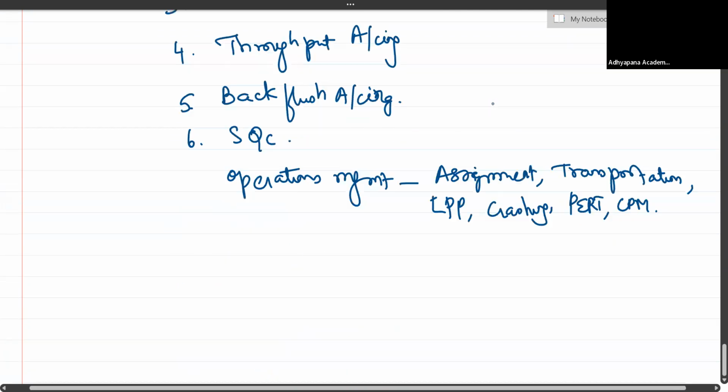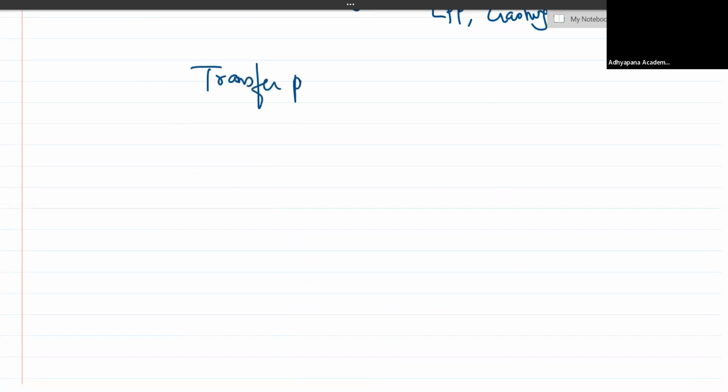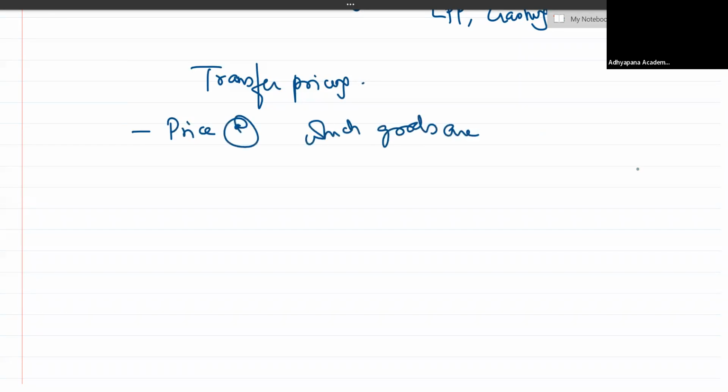What is this transfer pricing? Transfer pricing is the price at which the goods are transferred internally within the organization.